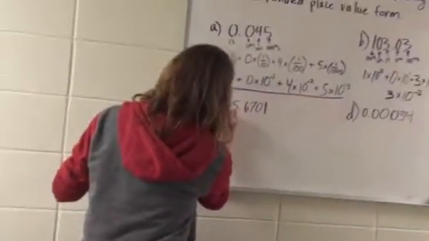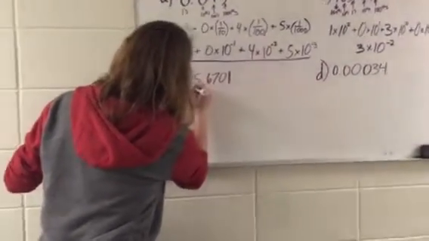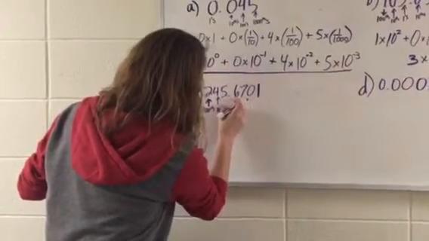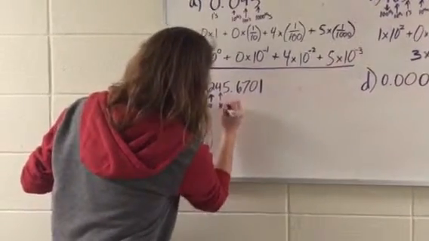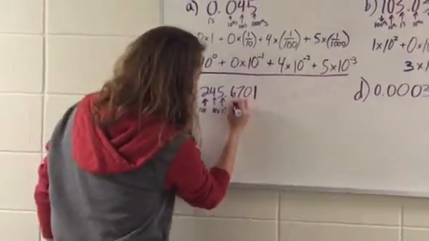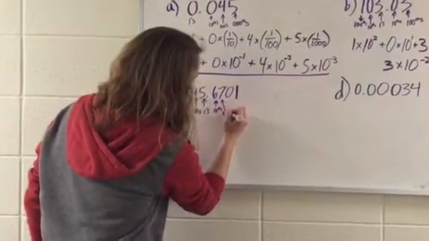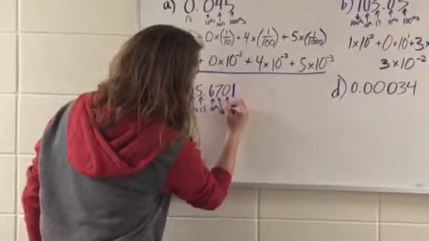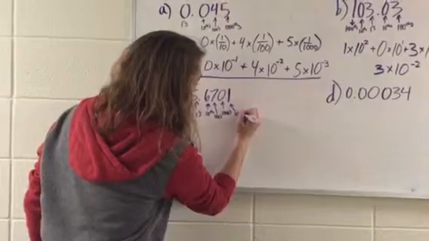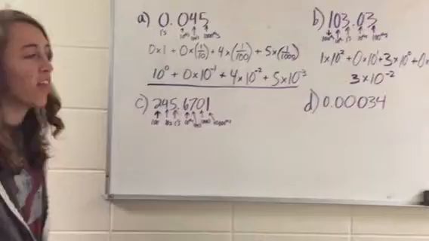So once again, we're just going to break this down. We've got hundreds place, tens place, ones place, our "and" for a decimal point, then tenths, 7 is hundredths, 0 is thousandths, and our 1 is in the ten-thousandths place. So now we're going to write that out.